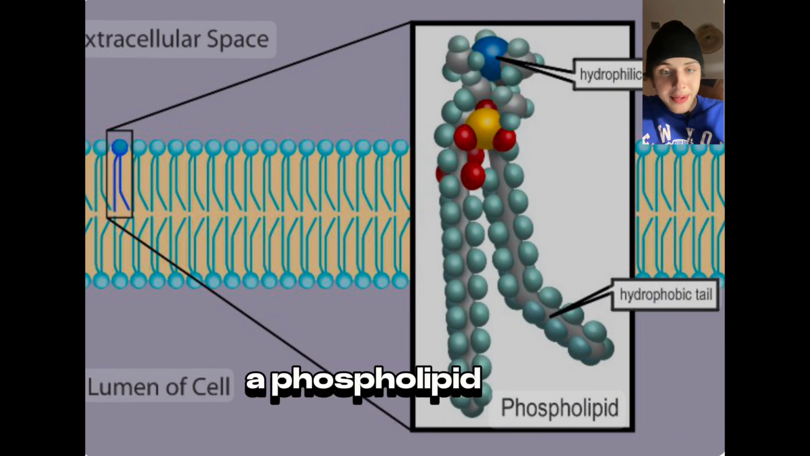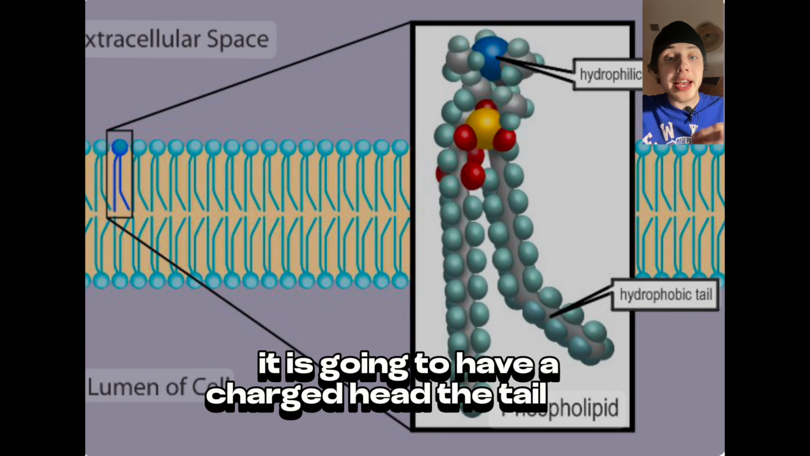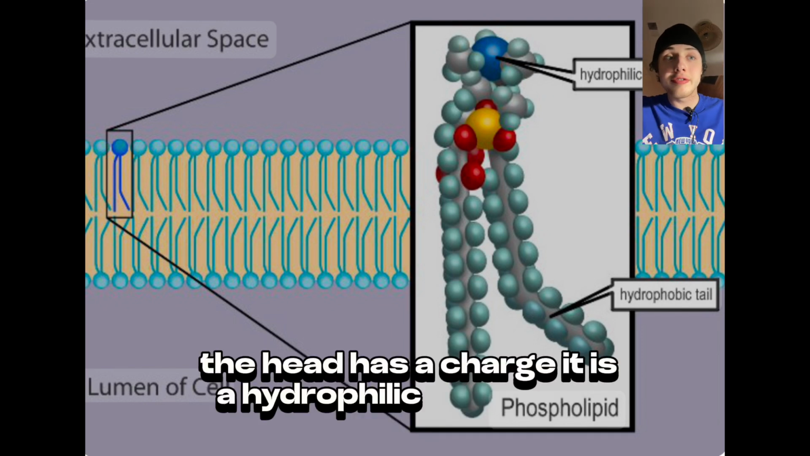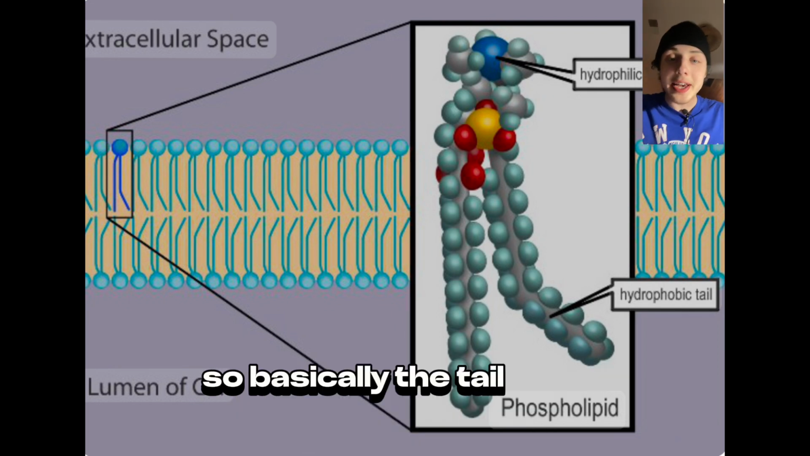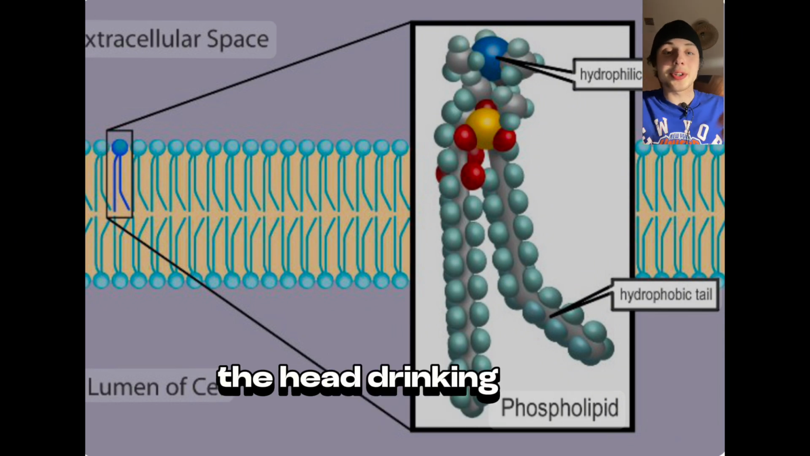Well, what makes a phospholipid different from a regular lipid? A phospholipid has a charge. It is going to have a charged head. The tail has no charge. The head has a charge. It is a hydrophilic head and a hydrophobic tail. So basically, the tail doesn't like water. The head does. The head's like, I'm thirsty. The head's drinking all the water.